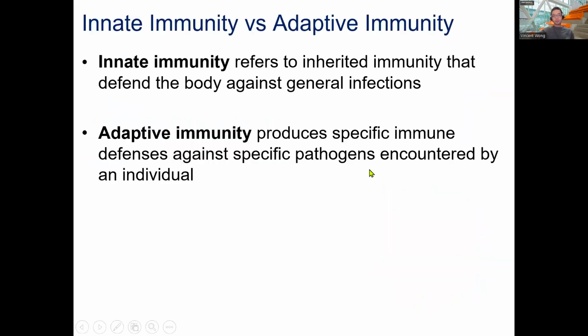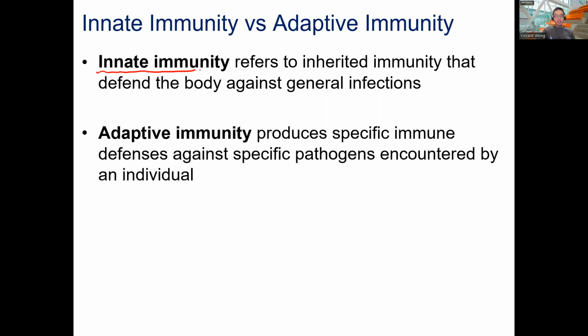So let's get started. When we talk about immunity, the word immunity basically means the ability to defend the body against foreign pathogens. We talked about pathogens before. They are living things that could cause you to become sick, things like bacteria, viruses, fungi, parasites. All these are considered pathogens. So to protect your body from them, we need immunity. There are two types of immunity in general, the innate immunity as well as the adaptive immunity.